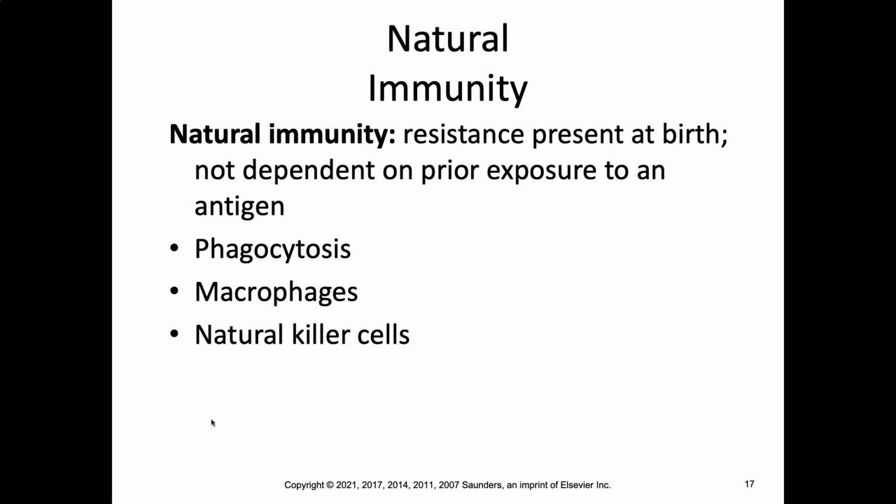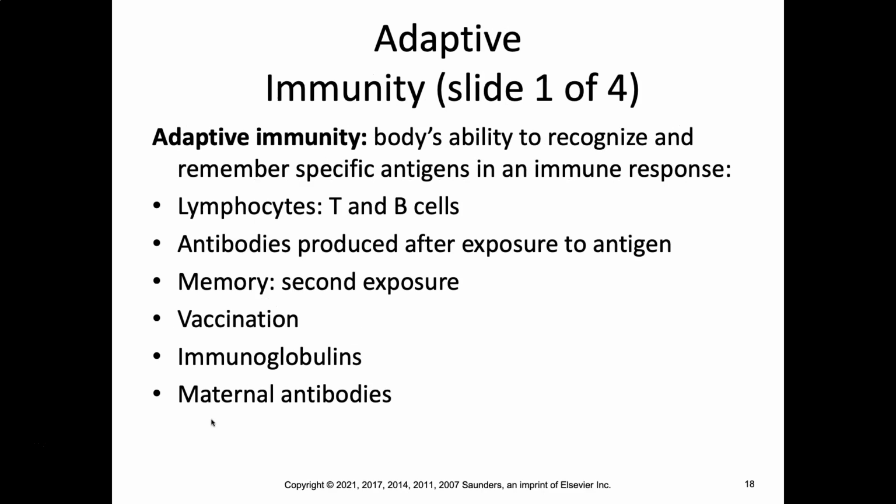Oh, I guess I could have gone on to the next slide. My apologies there. So your natural immunity is something that's present at birth. It's not dependent on prior exposure to an antigen. And then your adaptive immunity, we talked about that you've had some kind of exposure or you've been vaccinated or you've got something that has caused your body to develop this immunity. It wasn't something that you had from the beginning.